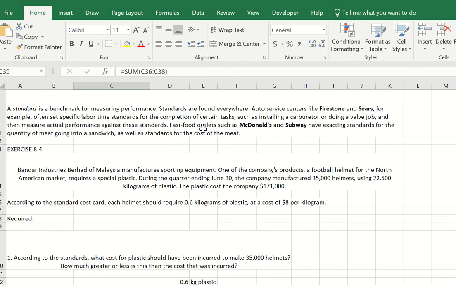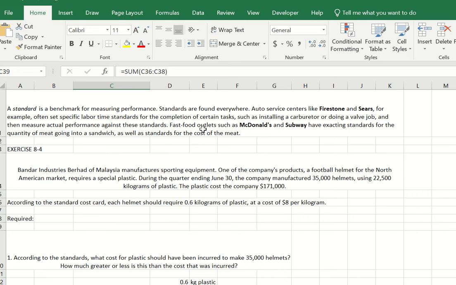Exercise 8-4 deals with standards, and standards are benchmarks for measuring performance. You'll see them everywhere. Specifically, the ones that I've seen recently have been at Subway. When I buy a sandwich at Subway, the person making my sandwich will scoop the meat up and then level off the meat. And so that is a standard amount of meat that I get every single time.